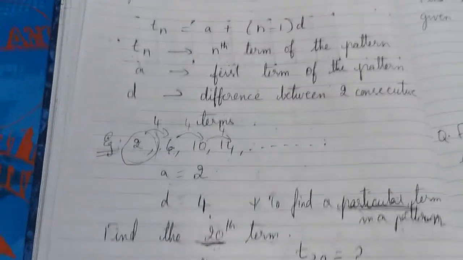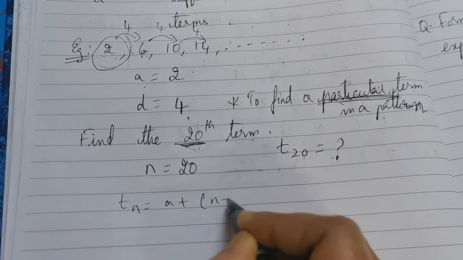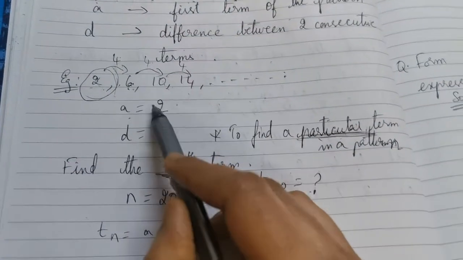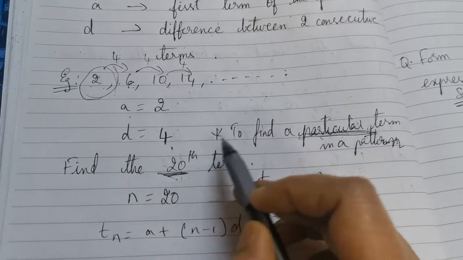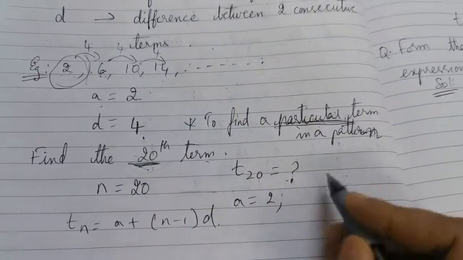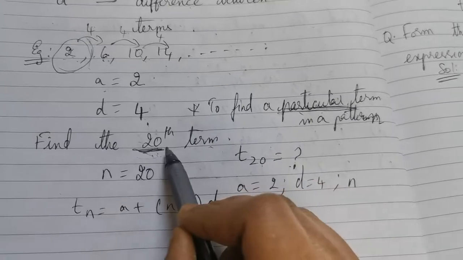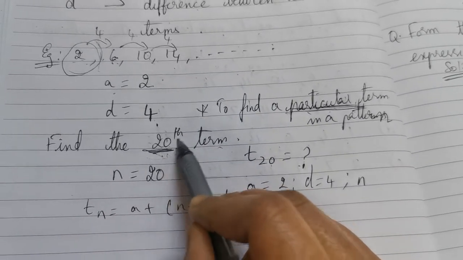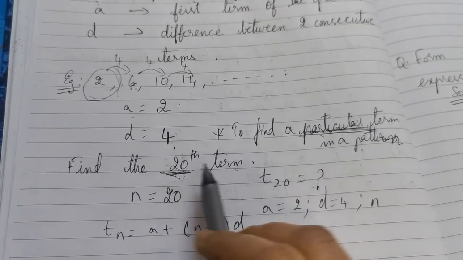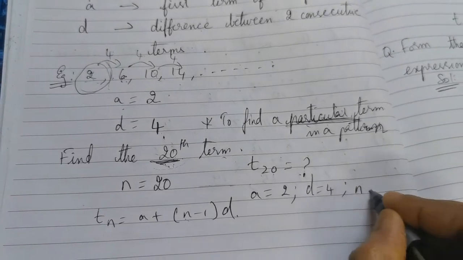So Tn, the same formula we will use. Tn is equal to A plus n minus 1 into D. We are given A. A is equal to the first term, which is 2. D is equal to the difference between two consecutive terms. So the difference is 4. And we are given the value of n in the question. So the particular term, the 20th term, we are supposed to find. So T20, I already told you, you should replace n using 20. So n is equal to 20.